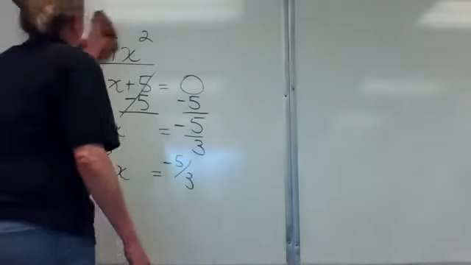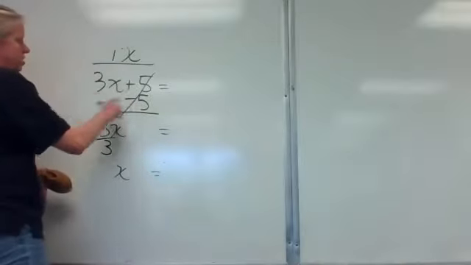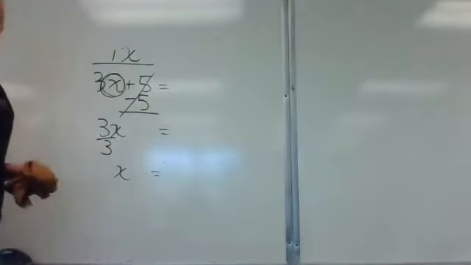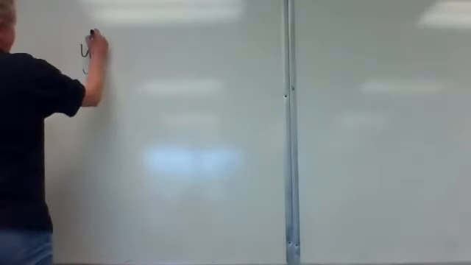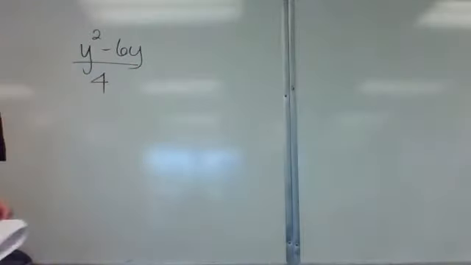Now, let's look at number 7. On number 7, what have we been doing this whole time? Whatever our denominator is, we set it equal to 0 and then get the x by itself. But looking at number 7, I see something different. I see y squared minus 6y in the top over 4.